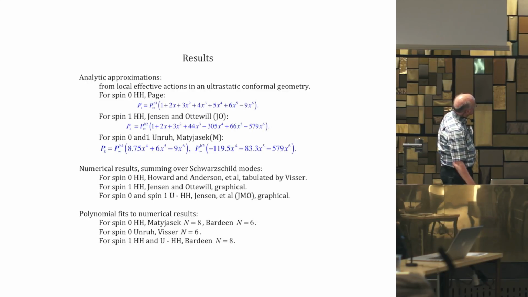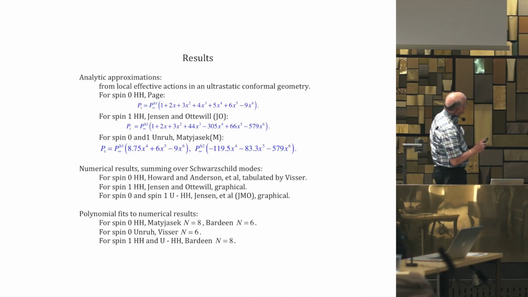So what are the results? Well, of course, there were analytic derivations of analytic approximations in the literature, most notably for spin 0, Hartle-Hawking, Page 1981 gave this expression for the transverse stress. And once you give the coefficients for the transverse stress, you can find everything else. For spin 1, Hartle-Hawking, there's an analytic formula given by Jensen and Ottewell.